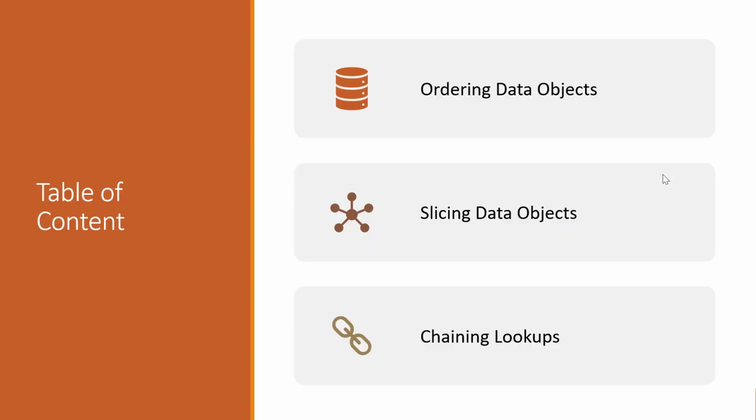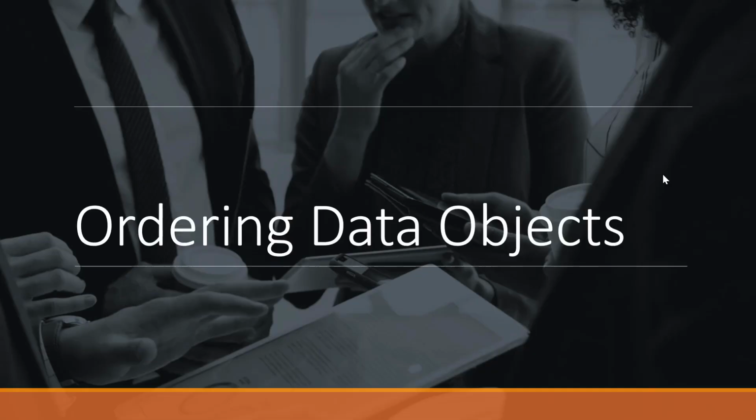So, we will start off this video by discussing how we can implement ordering data objects. Then we will also understand how we can implement slicing on the data objects. And in the last, we will discuss how we can perform chaining lookups on the data objects of a model. So without any further delay, let's jump to the very first topic.